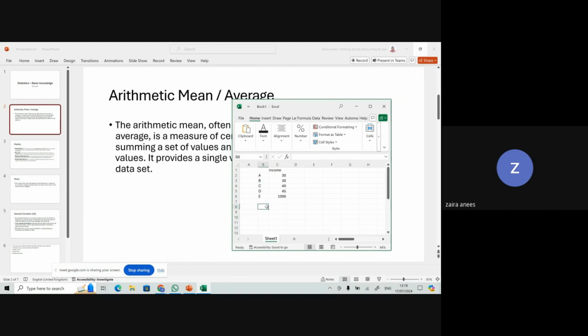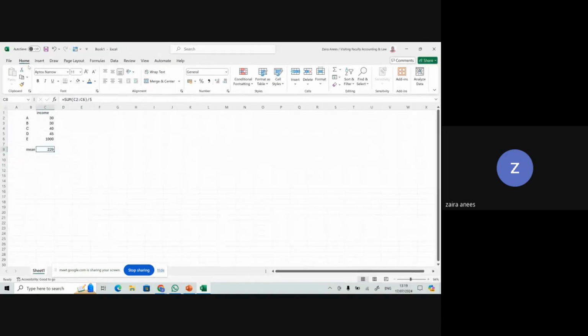So if you want to calculate the mean value or the average value, how can you do that? Mean value or the average value is the sum of all these figures, divided by 5, right? So there are 5 people whose income level has been shown below, right? And the average value or the mean value of the income level is 229, right? Let me try to highlight it like this, right?